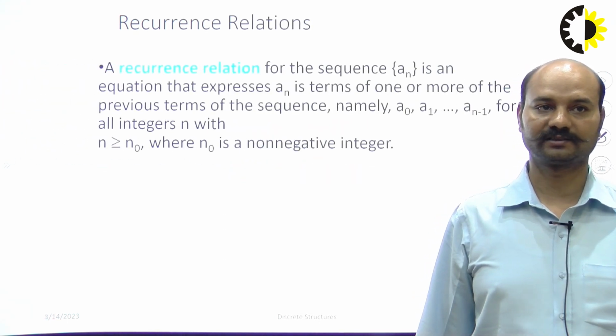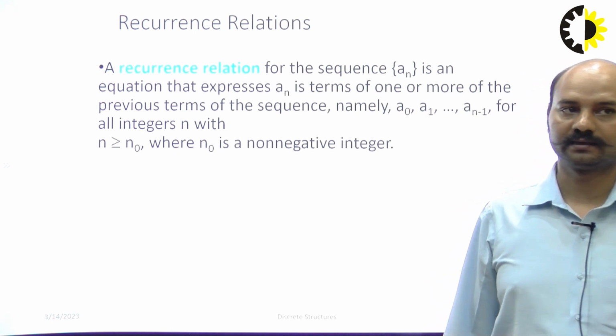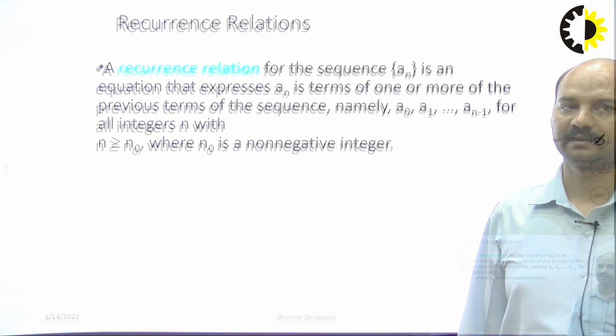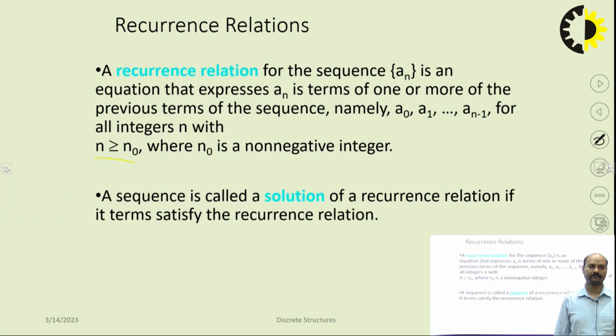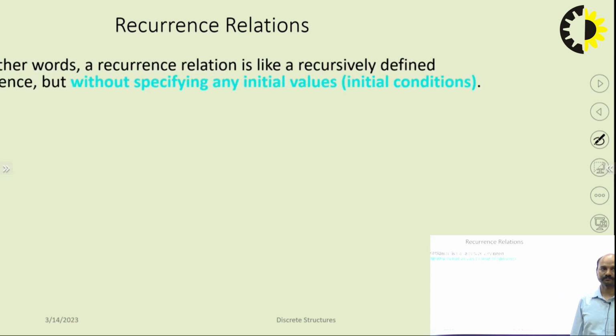The recurrence relation for the sequence an is an equation that expresses an in terms of one or more of the previous terms of the sequence, namely a0, a1 up to an minus 1, for all integers n with n greater than or equal to n0, where n0 is a non-negative integer. A sequence is called a solution of a recurrence relation if its terms satisfy the recurrence relation.